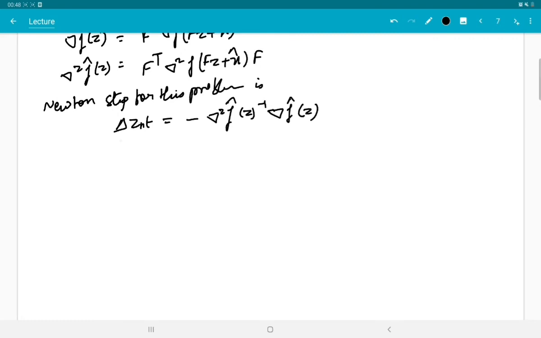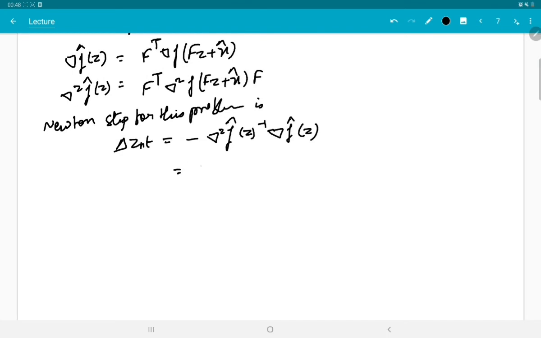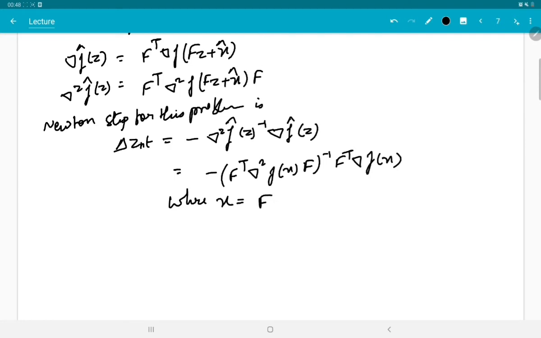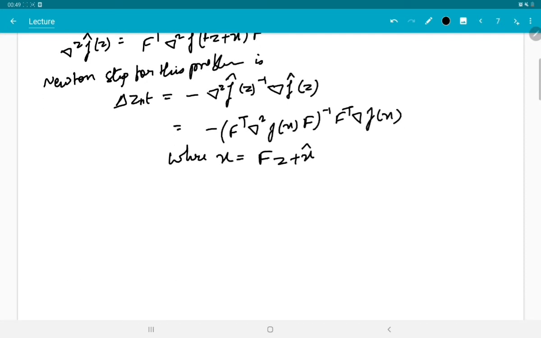And now if we substitute f hat of z with the actual f, we immediately get this to be minus F transpose del square f(x) F inverse F transpose del f(x), where x is equal to Fz plus x hat.